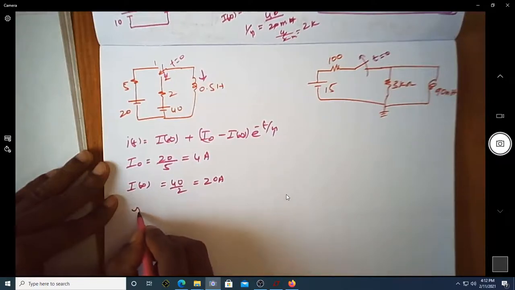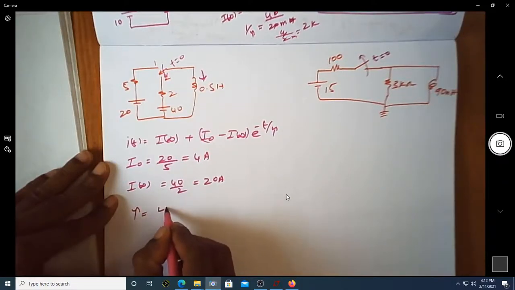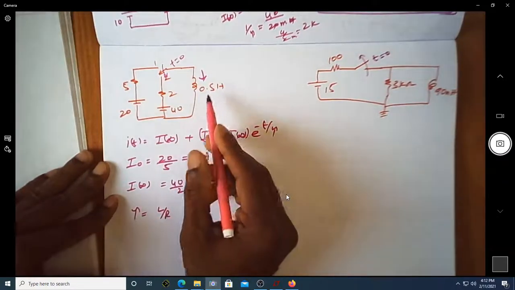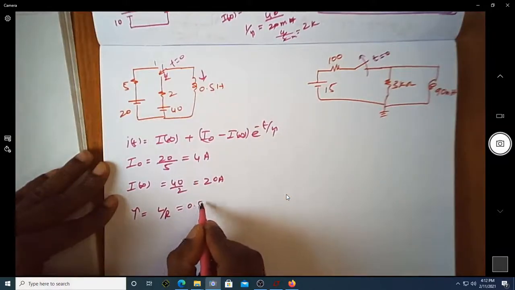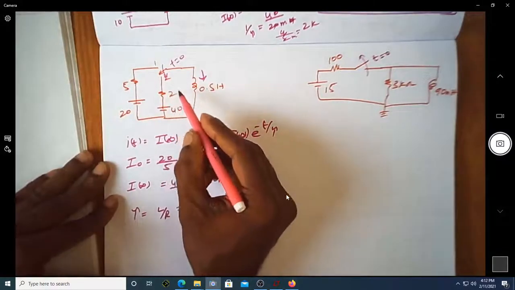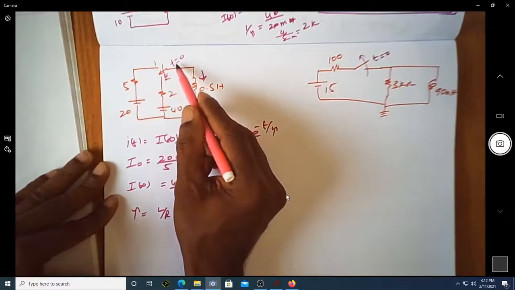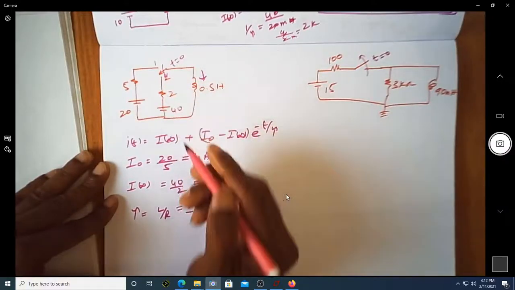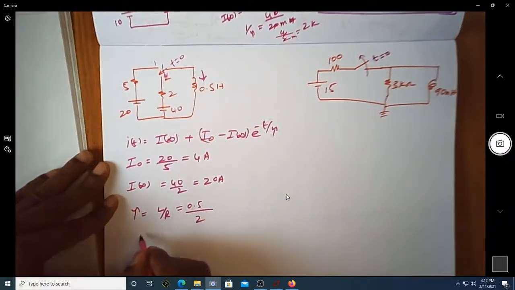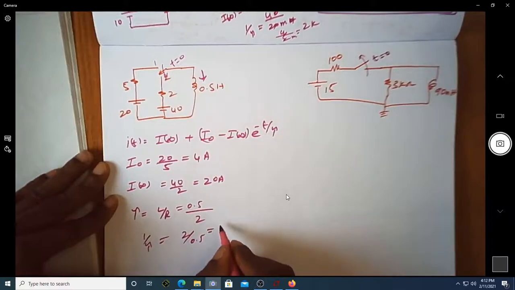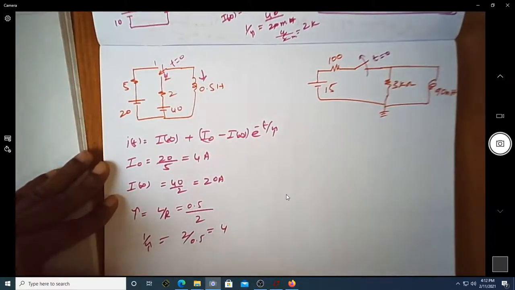Then tau is nothing but L by R. L is equal to 0.5, and R is the resistance applicable when t is greater than 0, which is equal to 2. So 1 over tau is equal to 2 by 0.5, which happens to be 4.